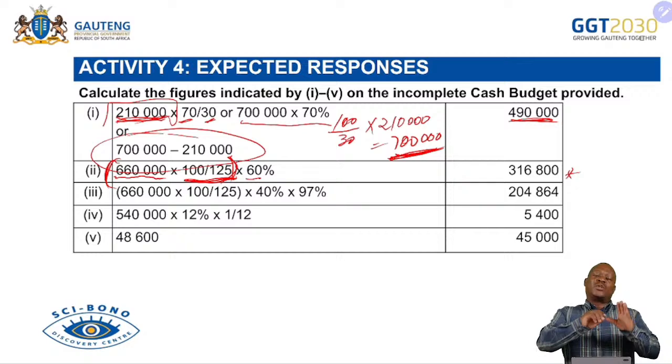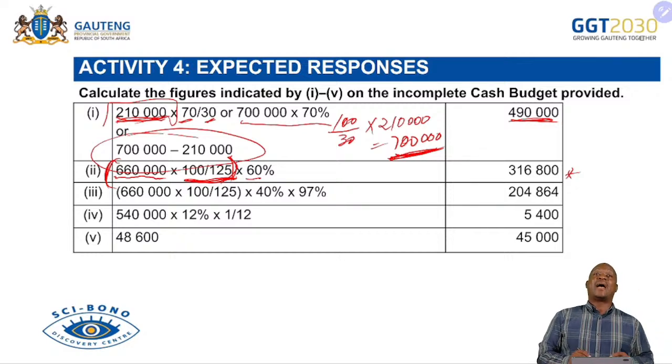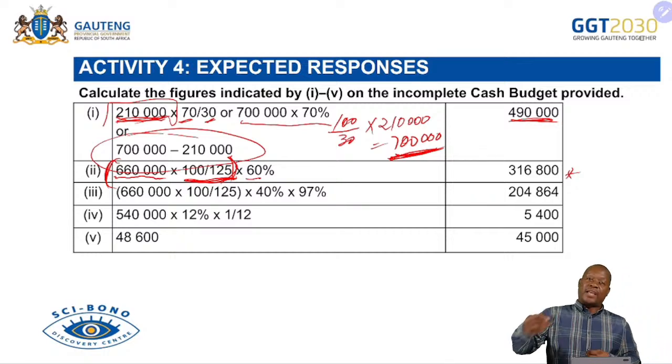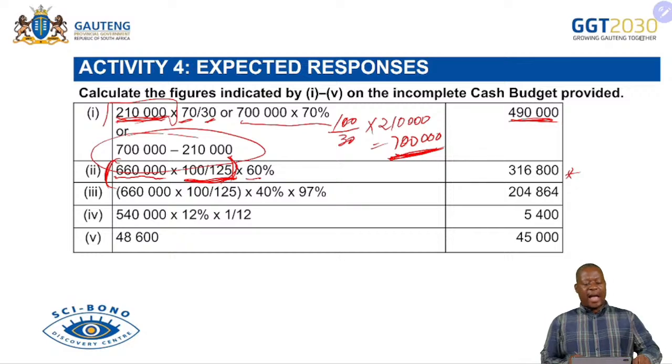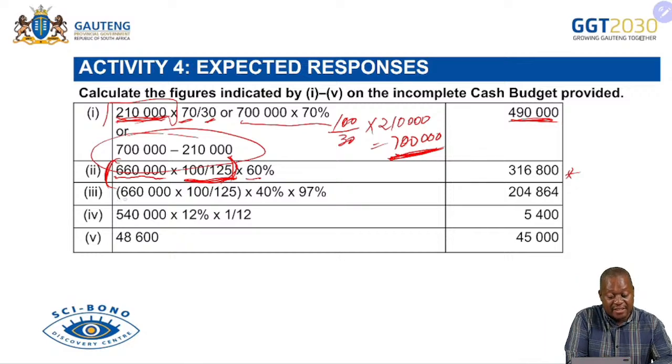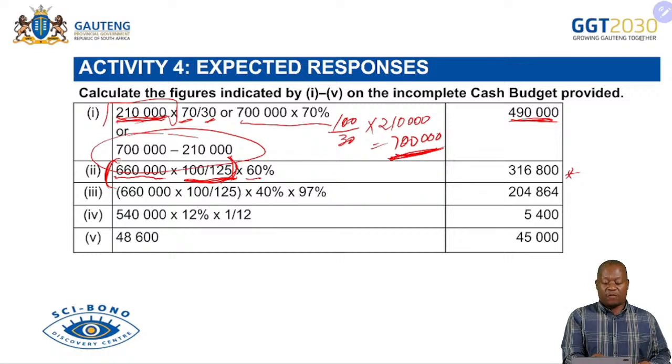When we know how much the purchases in October were, we find the credit purchases in October, and we make ways to pay them in September. So that's the reason why we are still going to use our 660, which are still the sales for October. We multiply by 100 over 125, and this gives us our purchases.